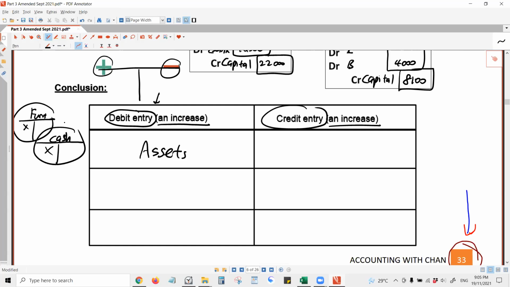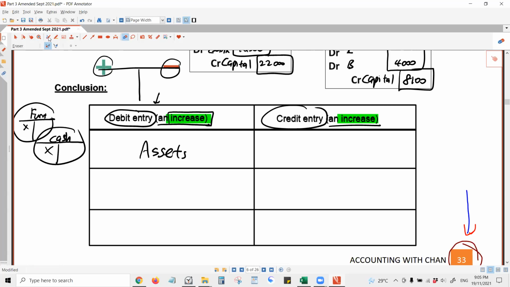Of course, the other way around would be decrease. But remembering one side will do. Remembering which side will give you an increase will do. Because if you try to remember both sides, which side gives an increase, which side gives a decrease, you will get confused at the end. Just remember one side will do, because credit entry to assets account would be the other way around, meaning decrease. So for me, just remember which side means an increase is enough.